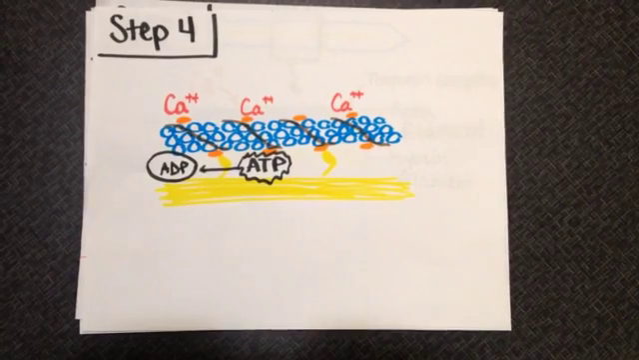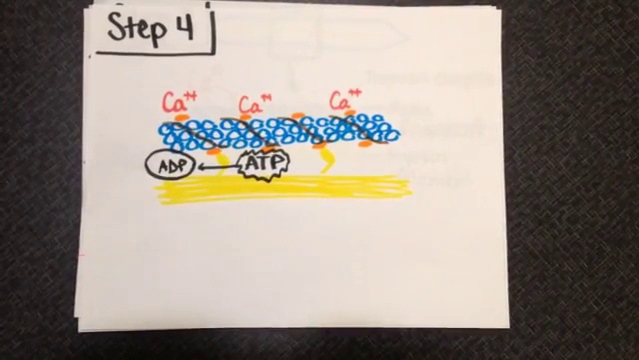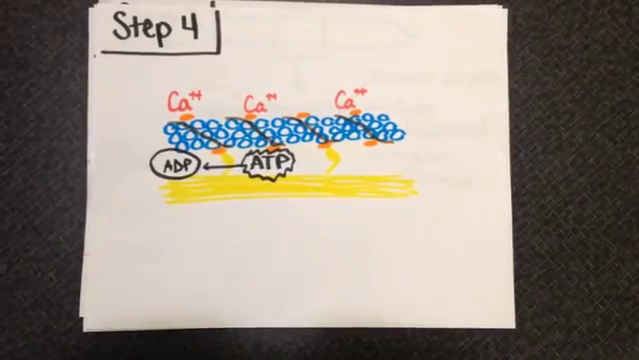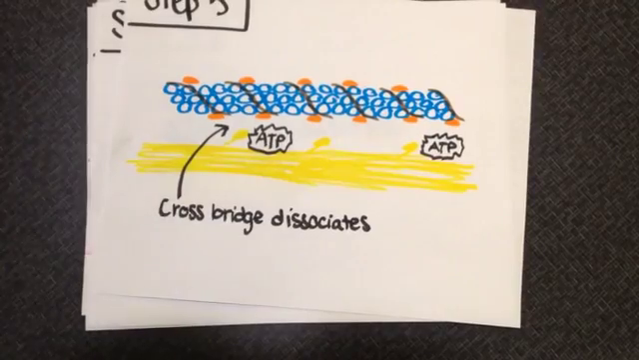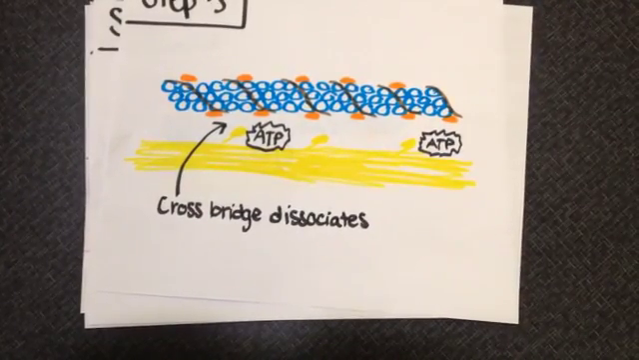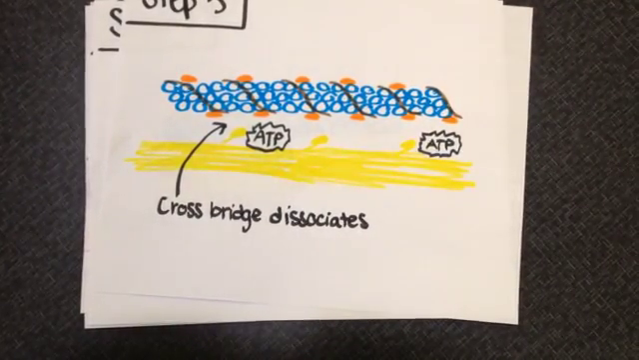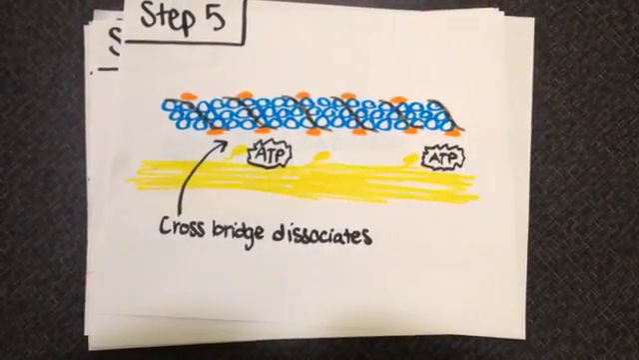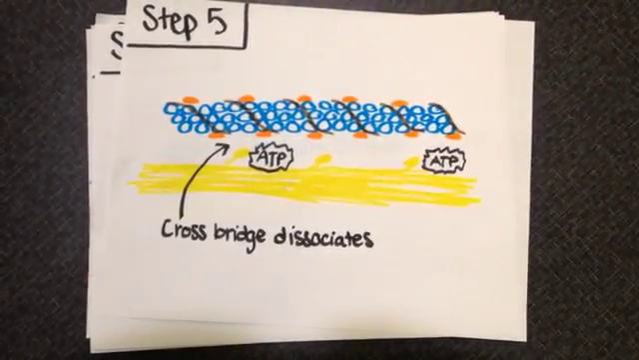Myosin cross-bridge attaches to actin and bends, pulling actin filaments toward the center of the sarcomere. ATP binds to the myosin cross-bridge, which breaks the actin-myosin bond and allows cross-bridge dissociation from actin and sliding of thick and thin filaments.